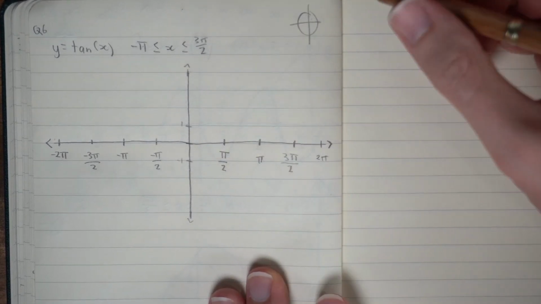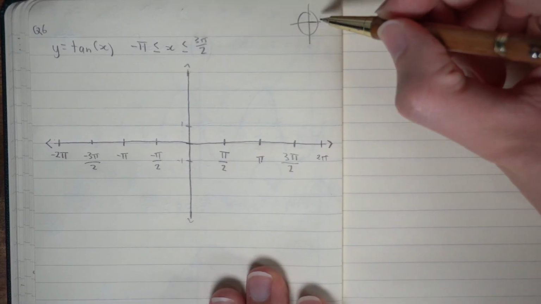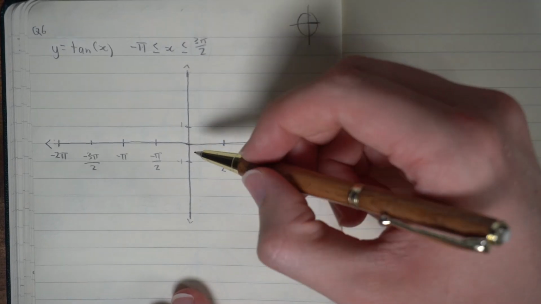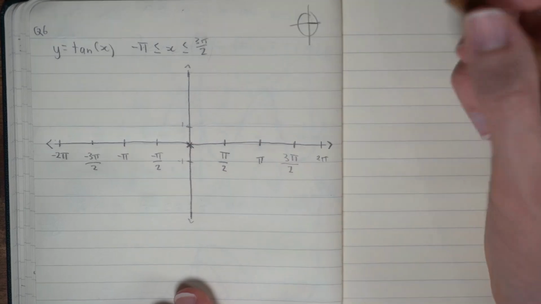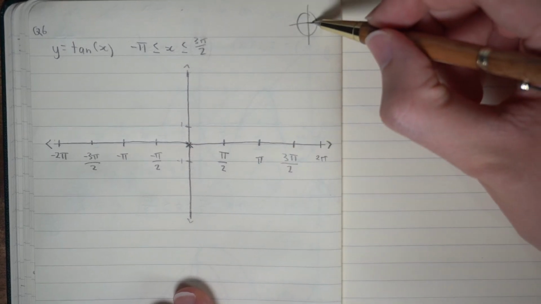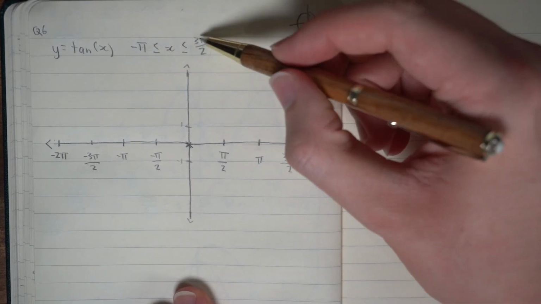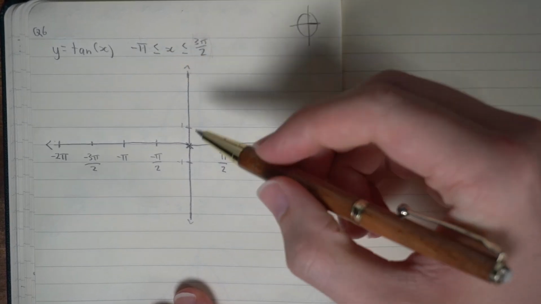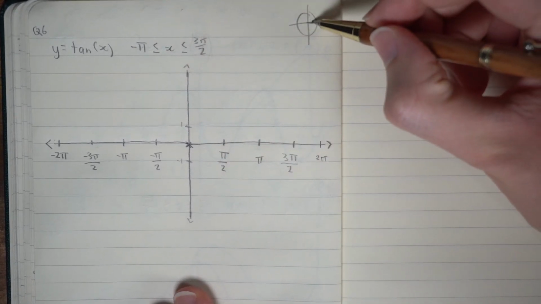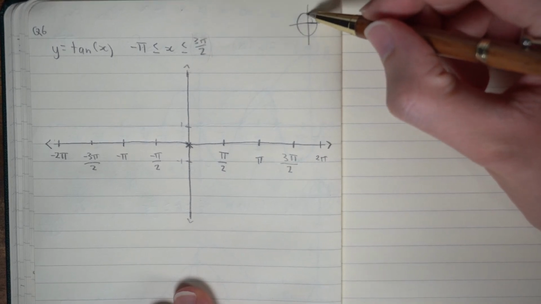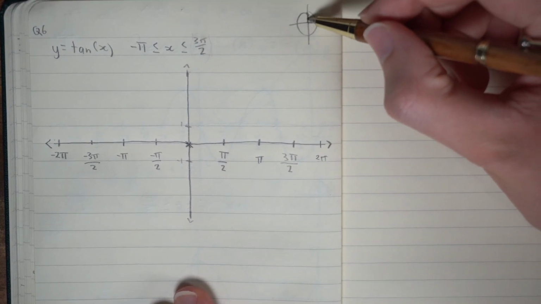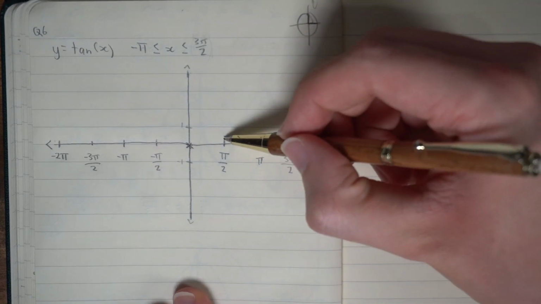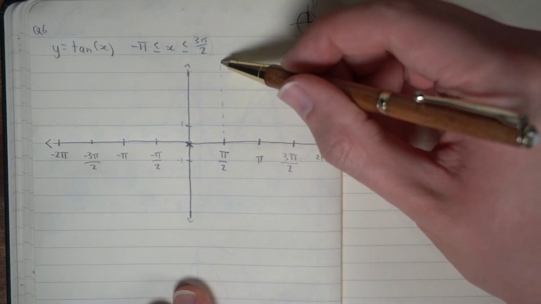Tan. What is tan of 0? When the angle is 0, we're right here. How steep are we? 0. We're not steep at all. So tan of 0 is 0. Again, we have a positive and a negative domain. So we're going to just do the positives first, then come back and do the negatives. So looking ahead to this first quarter rotation, how steep are we? We're infinitely steep. So it's undefined there. So we're going to have an asymptote here.